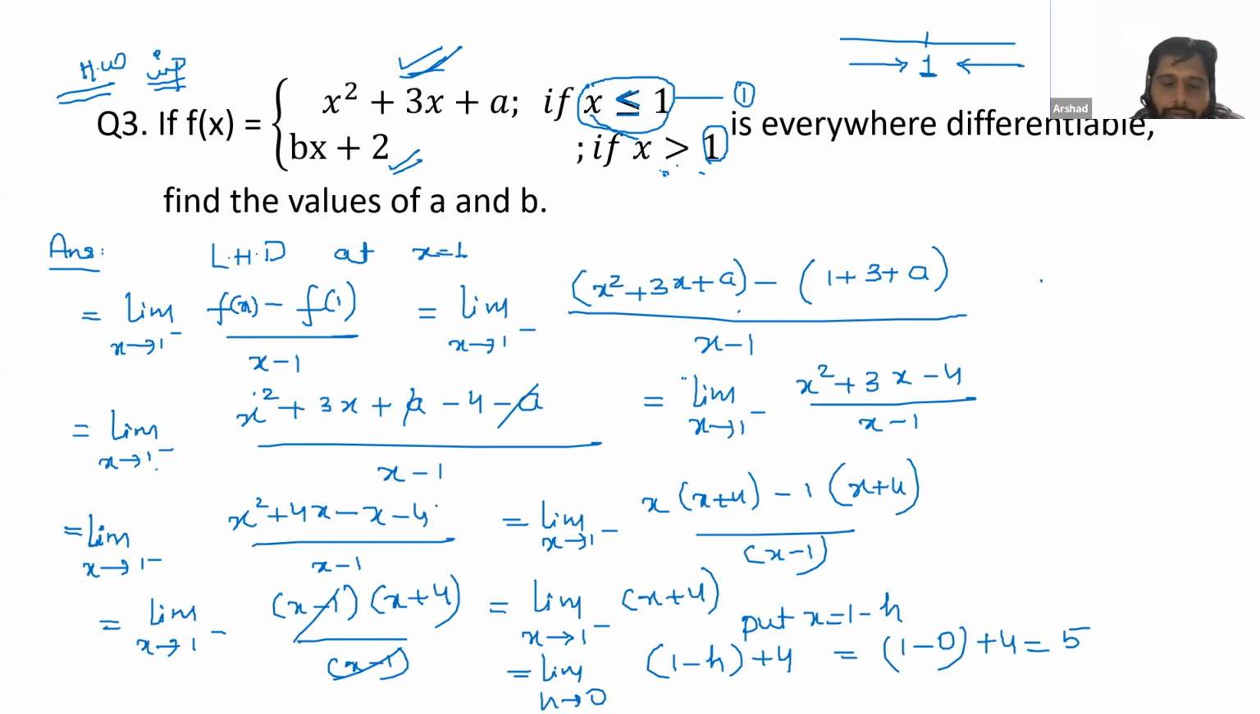First again, this one. This is a quadratic equation. So it's your wish. Either at this step only you can put x is equal to 1 minus h, and then open the bracket and solve it. Or what we can do, we can factorize this right now, to save our time. So here in the denominator, you have x minus 1. In the numerator, we further factorize this one. So x squared plus 4x minus x minus 4. Then we just factorize this. We get finally (x minus 1) into (x plus 4).